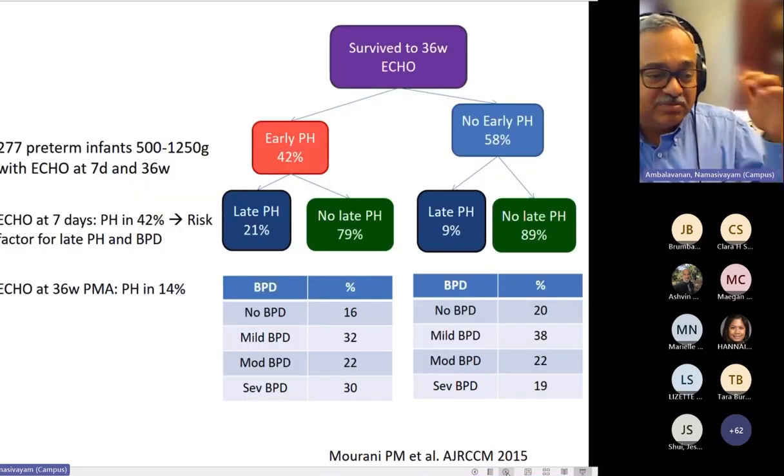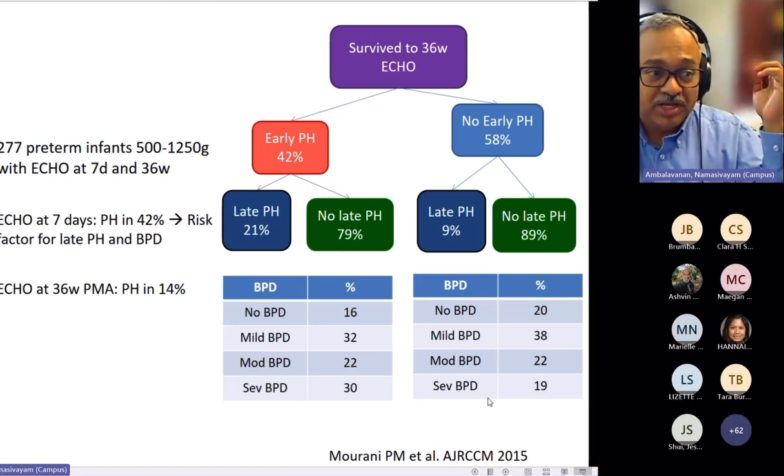There are other studies by Peter Murani and others which show that some of these infants have very early pulmonary hypertension starting at 7 days of age, and that's a risk factor for late pulmonary hypertension and BPD. At about 36 weeks postmenstrual age, depending on the study, it's between 14 and 20%. So between 1 in 6 to 1 in 5 infants will have pulmonary hypertension.